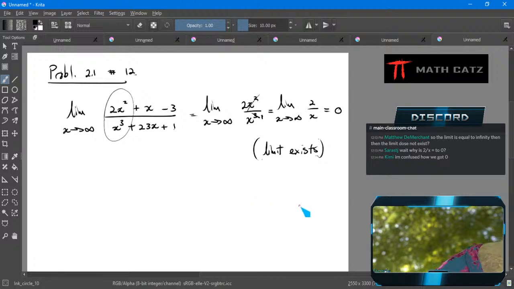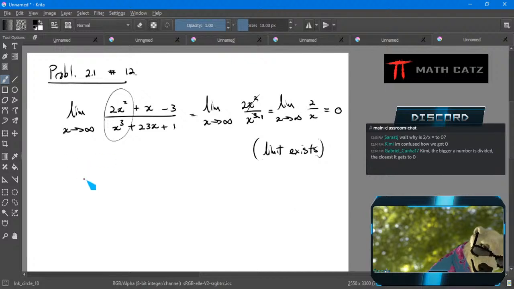But let's just backtrack and check the chat question. Which one did I miss now? I think people said existing. They answered my question with a question, but I'll let that go. The limit exists because my answer is 0. Then one person asked, wait, how is 2 over x 0? Because x blows up in size.